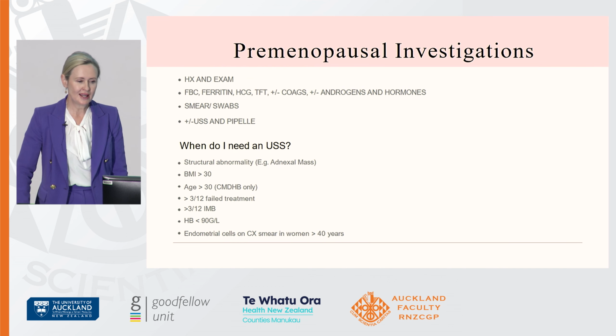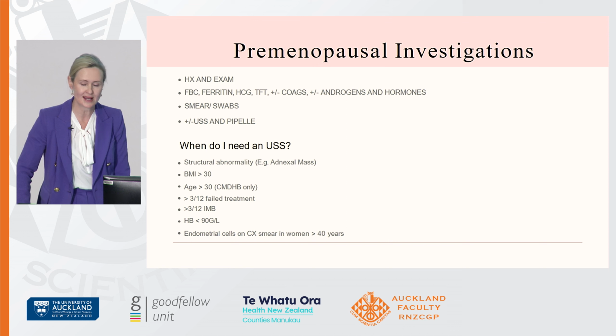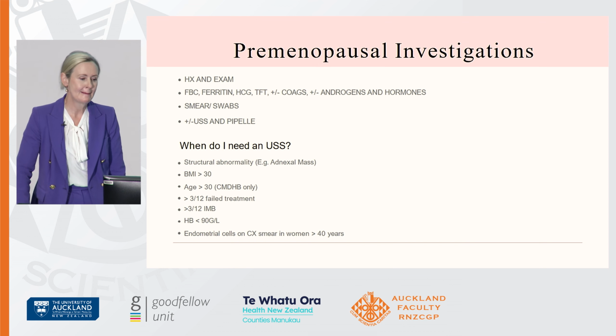So premenopausally, and you'll know this from HealthPathways, the investigations, history and exam are imperative, and full blood count, ferritin. We must do a pregnancy test, thyroid function, and then sometimes hormones and coagulation are indicated. Smear and swabs. And then the big question, I think, for primary care is when do you have an ultrasound and when do you need to do a Pipelle?